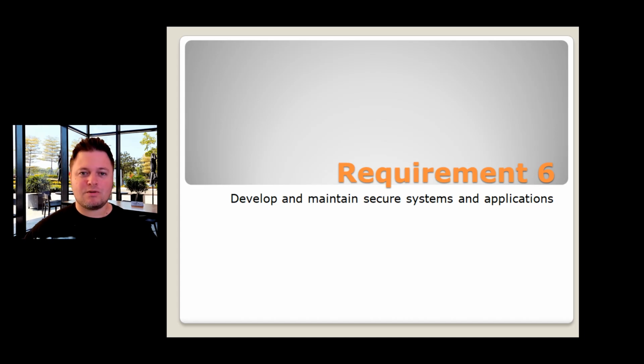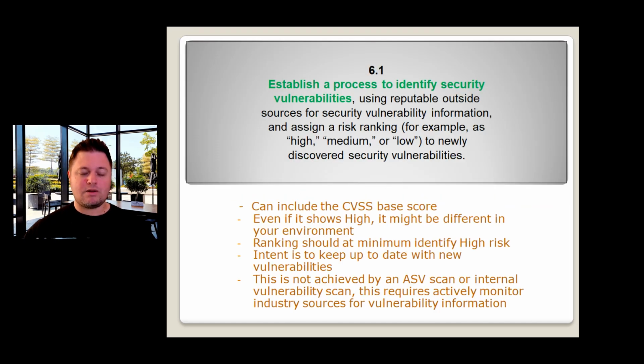I am now going to talk about requirement number 6, how to develop and maintain secured systems and applications. Now 6.1 states establishing a process to identify security vulnerabilities using reputable outside sources for securing vulnerability information and assigning a risk ranking, for example as high, medium, or low, to newly discovered vulnerabilities.